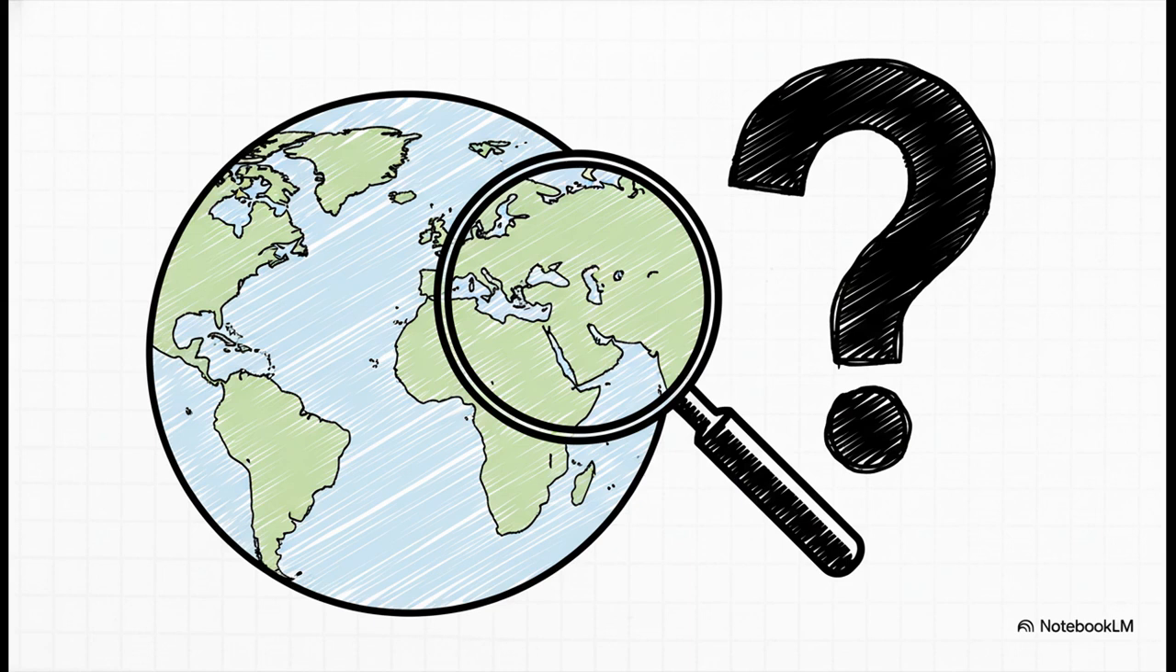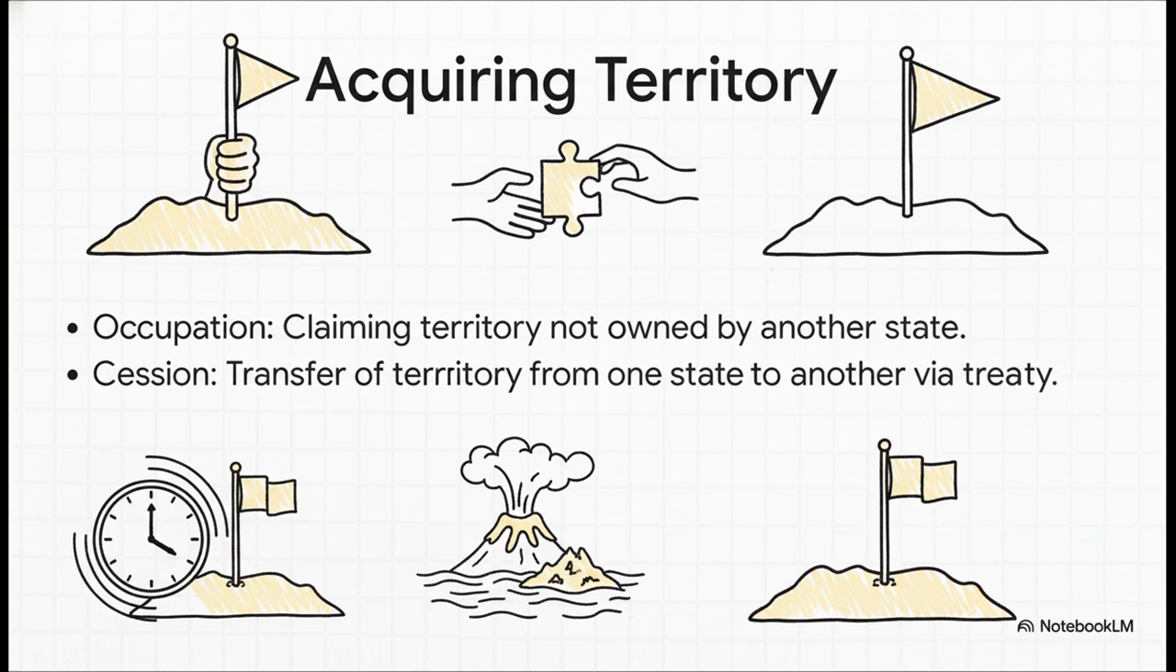First things first, the most fundamental thing, land. A state's territory is literally the ground it stands on. So how does a country legally get ownership of a chunk of the planet? Well, international law has a few official methods.